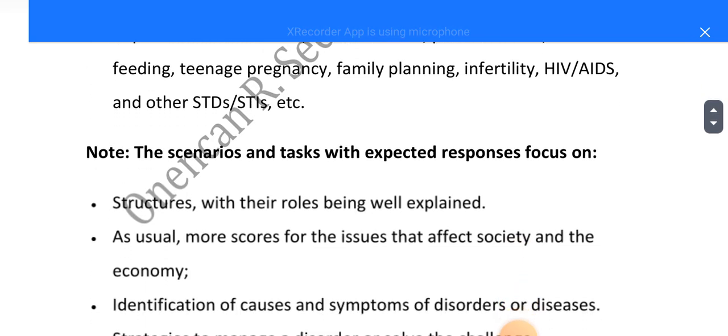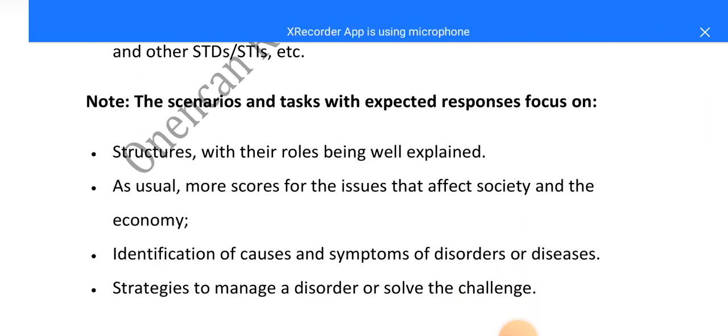Then note, this is also very important: the scenarios and the tasks with the expected responses focus on structures with their roles being well explained. As usual, more scores go to the issues that affect the society and the economy. They can talk about identification of causes and symptoms of disorders or diseases. Then the last bullet, the strategies to manage a disorder or solve the challenges.